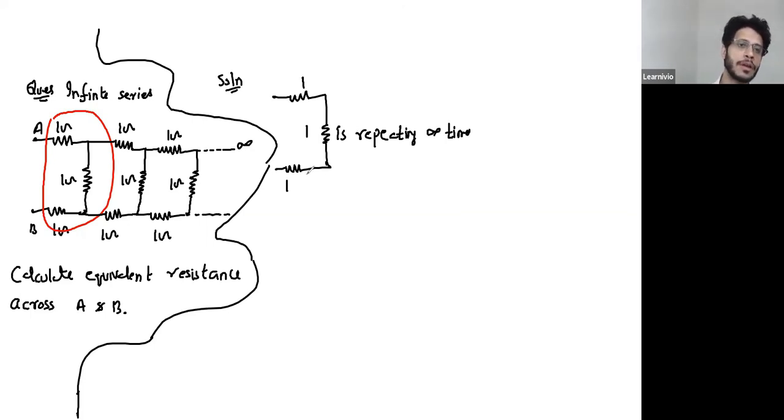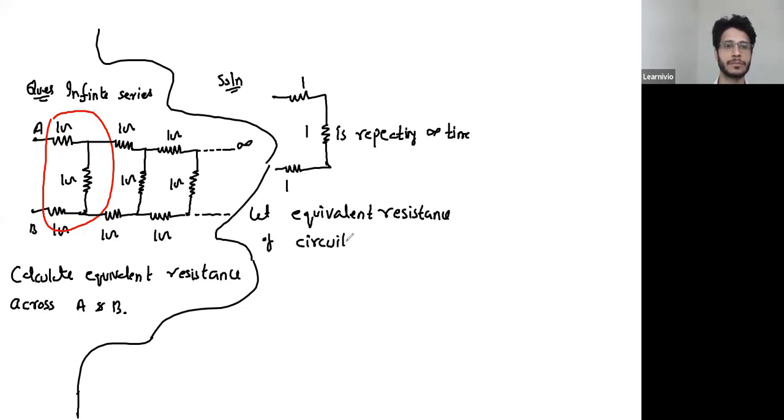Now, if I add one more repetition term, and let's assume the equivalent resistance of the circuit is R. This is the equivalent resistance of the circuit. So this 1 ohm is repeating infinite times. The equivalent resistance of the circuit is R.